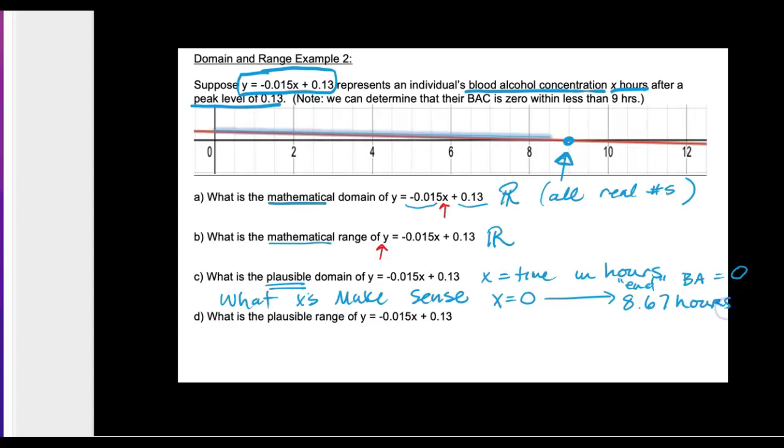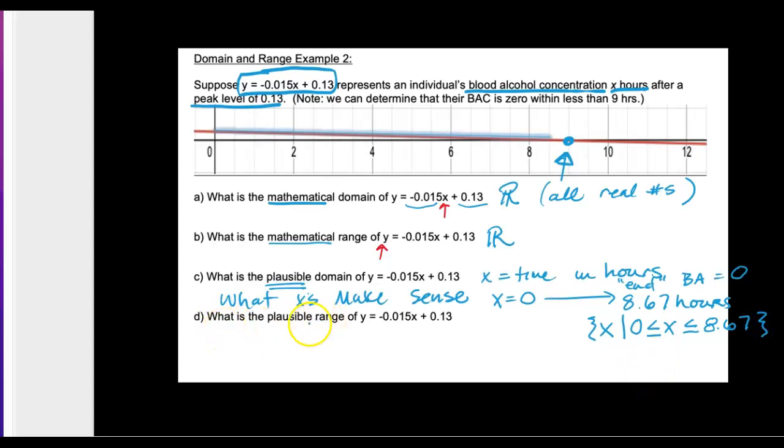Okay, so how would I write that using set builder notation? Well, I'd do my curly brackets and I'd say all values of x such that x needs to be greater than or equal to 0 and less than or equal to 8.67. Beyond that range, it doesn't really make sense to use this equation.